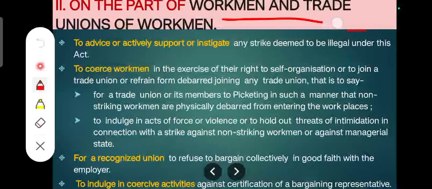Now we are coming to the worker. Now in some cases, workers can also be wrong. They can also indulge in unfair labor practices, and the examples of which are to advise or actively support or instigate any strike which is illegal. If workers are indulging into a strike which is illegal, it will be called unfair labor practice.